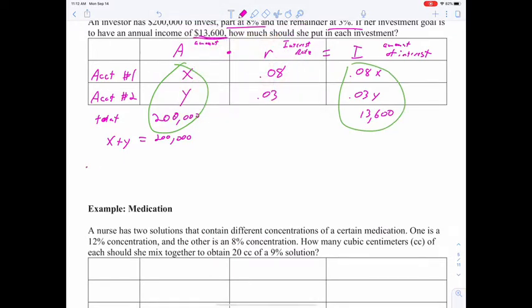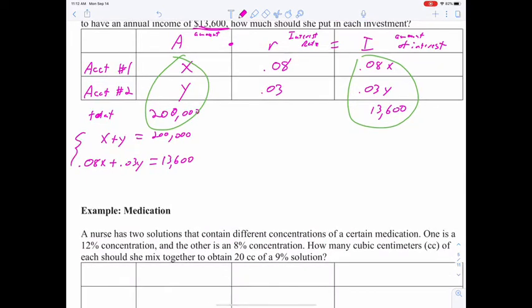So we've got 0.08x plus 0.03y equals 13,600. Okay, so we have two unknown variables. We need two equations. That's the rule. However many unknown variables you have, you need that many equations to solve.